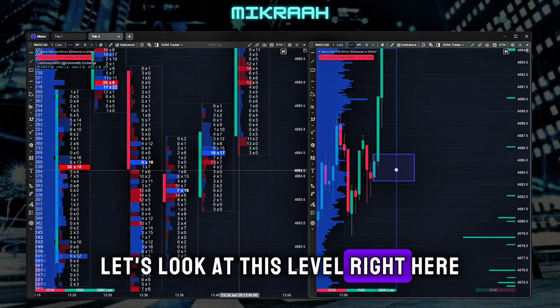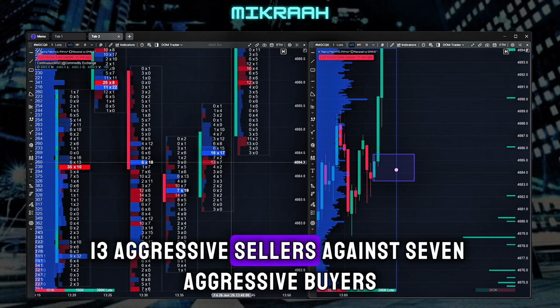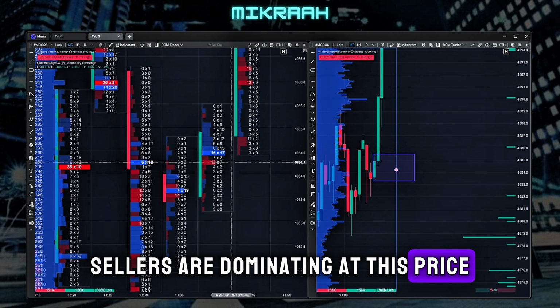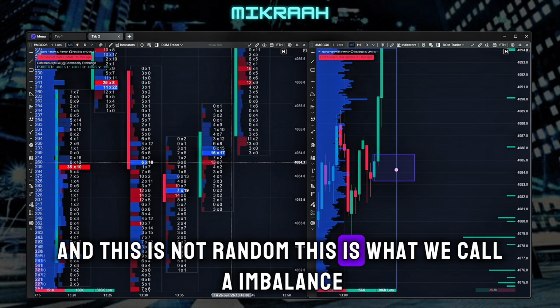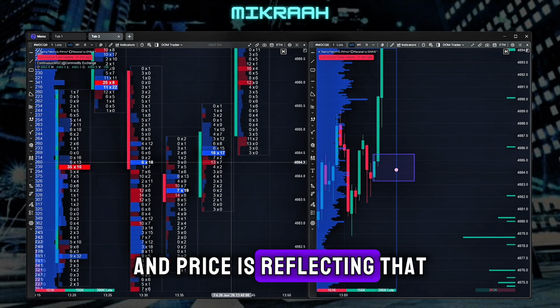Let's look at this level right here, 13 by 7. 13 aggressive sellers against 7 aggressive buyers. Sellers are dominating at this price, and this is not random. This is what we call an imbalance. The sellers here are more aggressive than the buyers, and price is reflecting that.